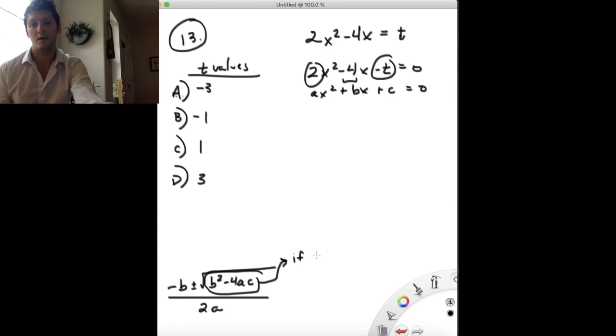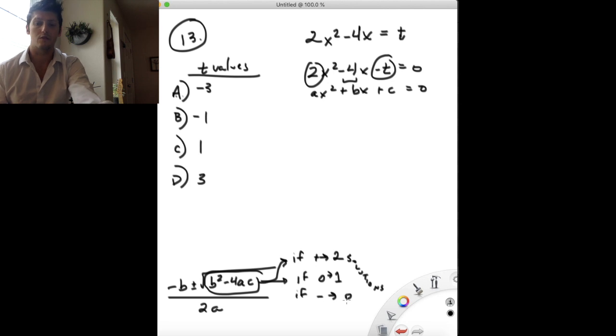If this thing is positive, there are 2 solutions. If this thing is 0, there is 1 solution, and that's what we want. If this thing is negative, there are 0 solutions. Okay, so you just plug this stuff in.